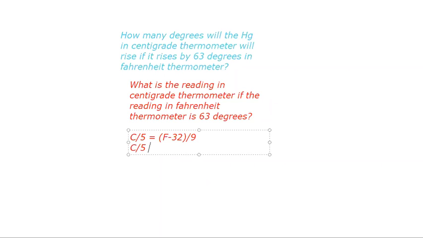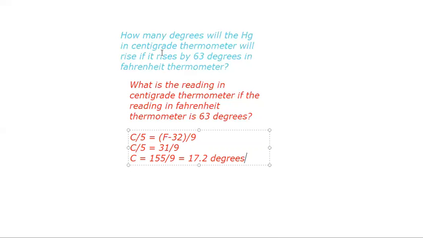C by 5 is equal to, F is 63, 63 minus 32 is 31, divided by 9. And therefore C is equal to 155 divided by 9. That is equal to somewhere around 17.2 degrees.